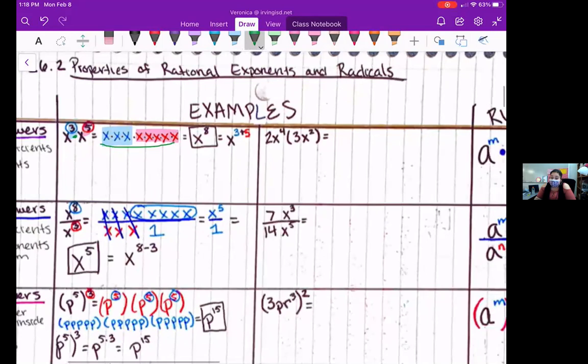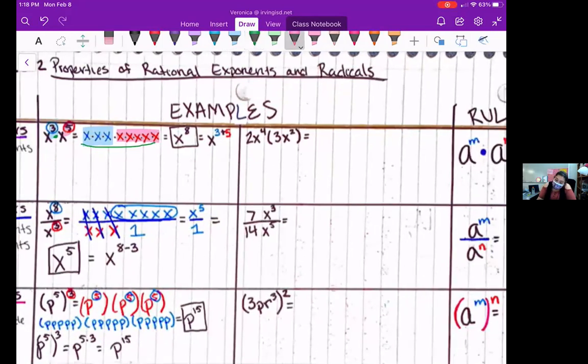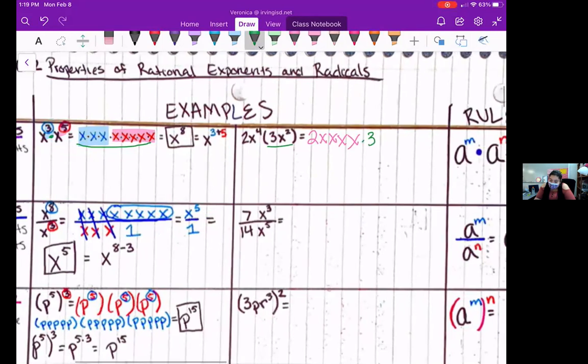So for example, on this next one, if I were to use expansion, right, I would have 2, then I have 4 x's, 1, 2, 3, 4. And I'm multiplying, right? But because I'm multiplying variables with one number, I don't have to put a dot or a times every single time. You should know you're multiplying because they're just right next to each other, right? Then right here, we have 3x squared. So times 3 and 2 x's.